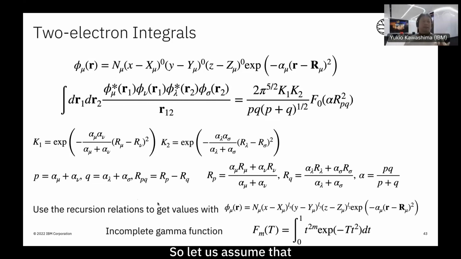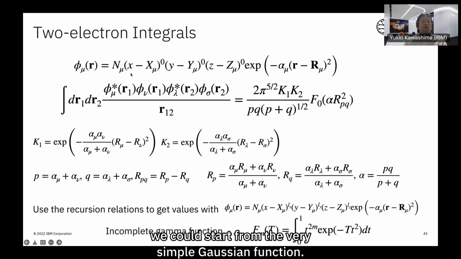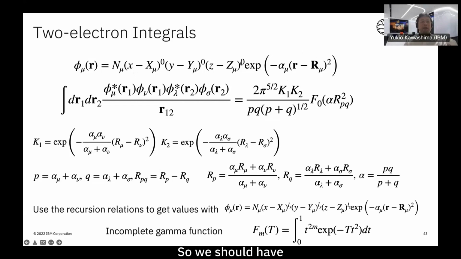So let us assume that we could start from the very simple Gaussian function. So we should have a value of Lx, Ly, and Lz, but let's start by considering the simplest Gaussian function, where Lx and Ly, Lz equals 0. So this will be a very simple Gaussian. And we are going to apply the same thing to all Gaussian functions, mu, nu, lambda, and sigma. And then we can use the Gaussian product theorem and combine all these Gaussian functions. And then we'll get this equation.